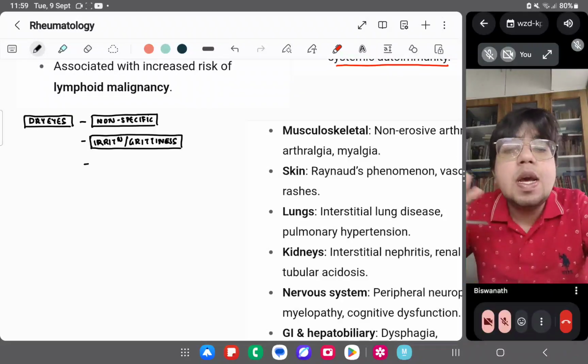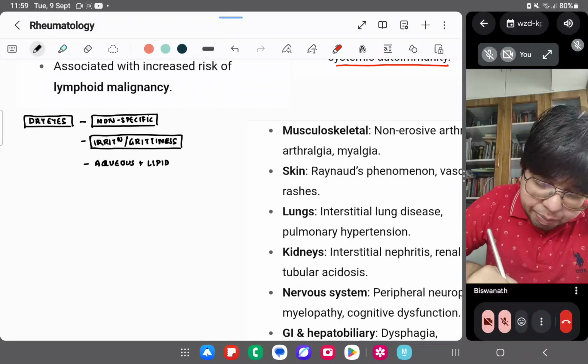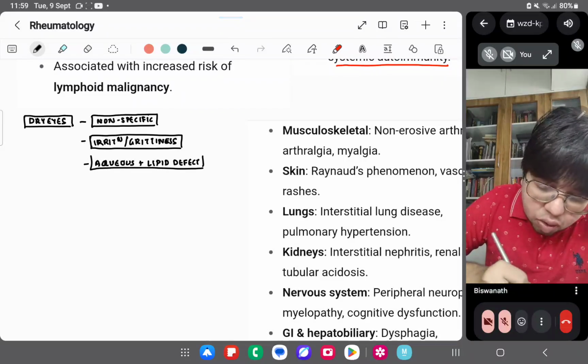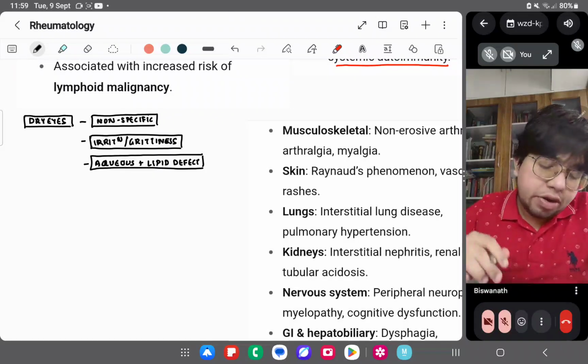So it is an aqueous plus lipid defect. And these eye manifestations are called keratoconjunctivitis sicca. Sicca means dryness, right? So how can you diagnose this?